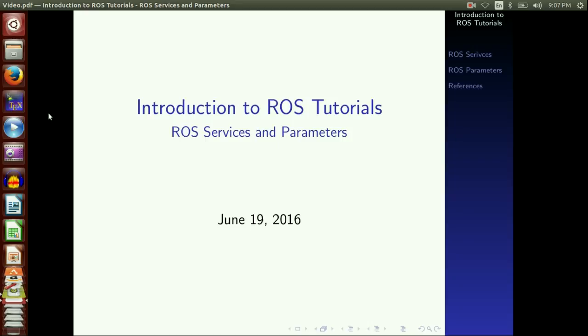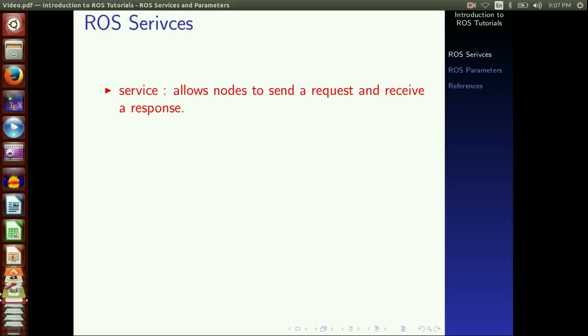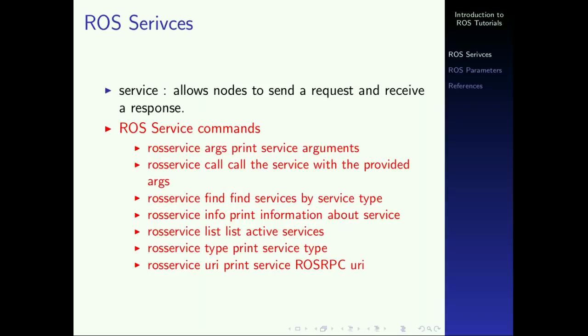Today we'll learn some concepts about ROS services and parameters. In the last tutorial we saw how nodes communicate with each other. We ran a turtlesim node and a turtle teleop key node, and both were interacting. There is another way in which nodes can communicate with each other, that is through ROS services. These services allow nodes to send a request and receive a response. Let's see how services help the nodes to communicate.